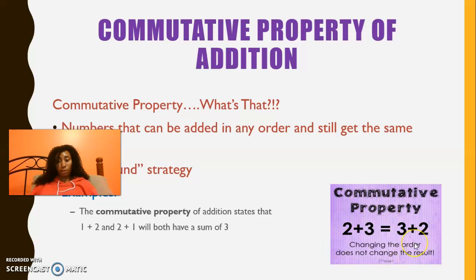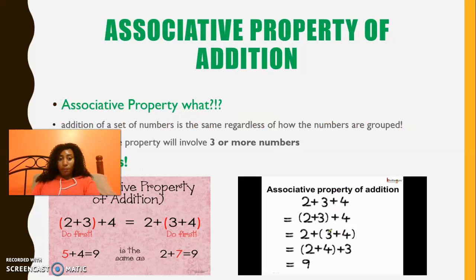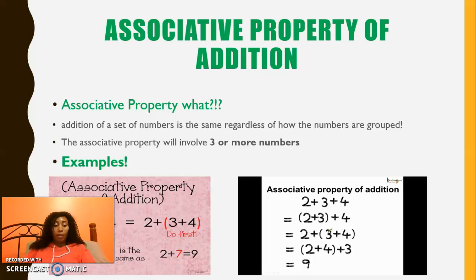The associative property: the addition of a set of numbers is the same regardless of how the numbers are grouped. You have 2 plus, in parentheses, 3 plus 4. Over here, the 3 and the 4 are in parentheses, equals 7, and then 2 plus 7 equals 9. So essentially, it doesn't matter how you group them. You would just do that group first and then solve the problem, but the sum will be the same.